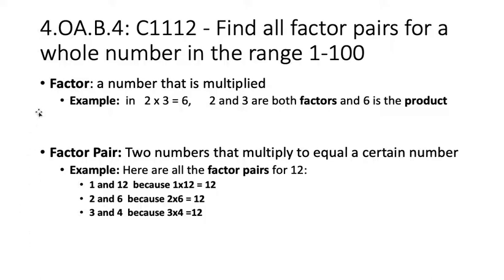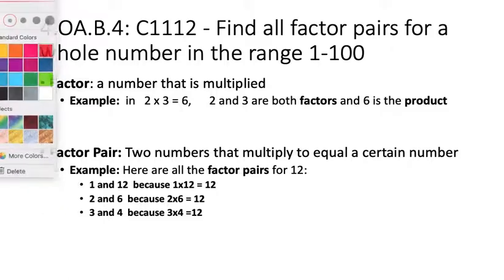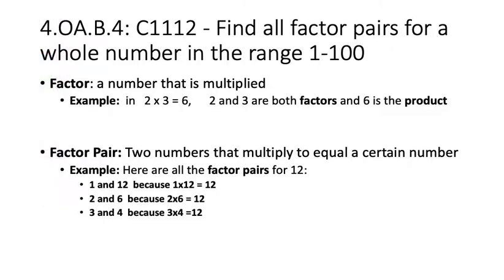So a factor is a number that is multiplied. So in 2 times 3 equals 6, 2 and 3 are the factors, and 6 is the product. You might have learned some other terms for the numbers that you multiply, like multiplicator, multiplicand. That's what they used to say. But if you think of them as factors, it's a little bit simpler.